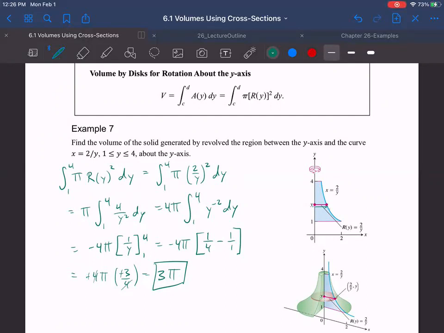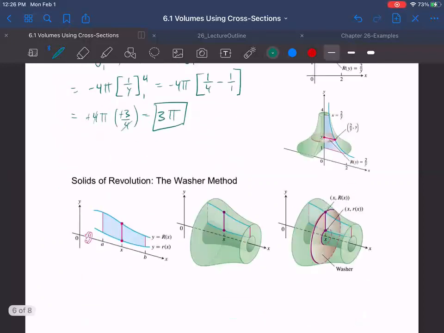Only two more problems to do here. No questions on that? Still writing, anybody? Good? Okay, let's take a look then, the next idea.